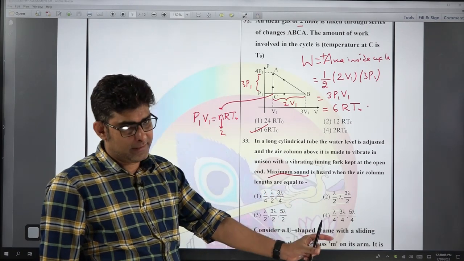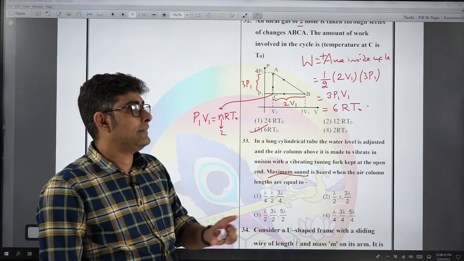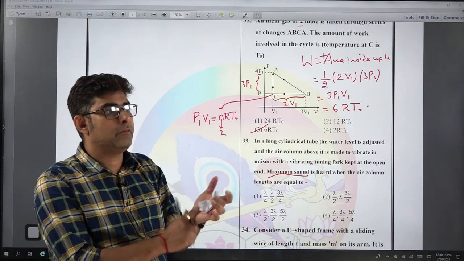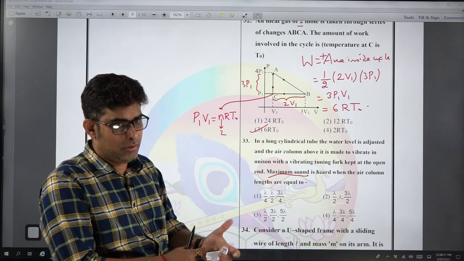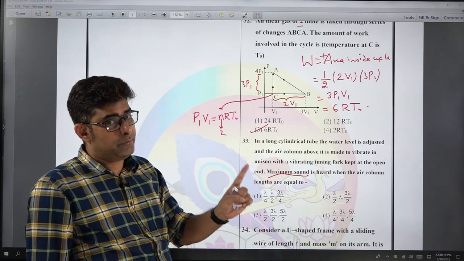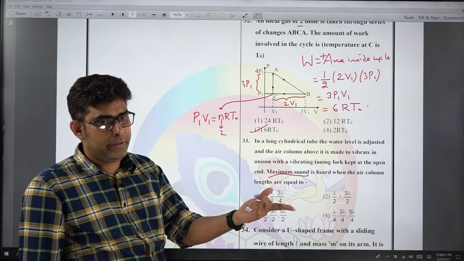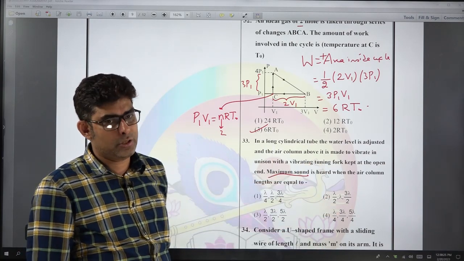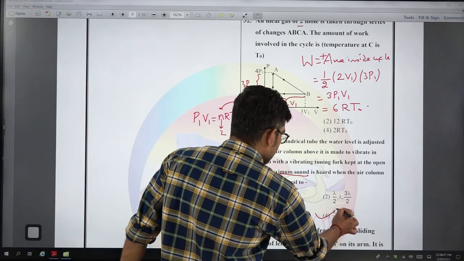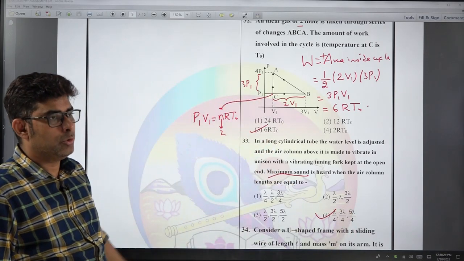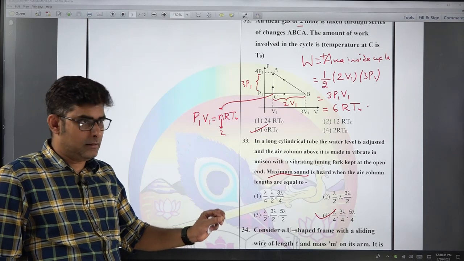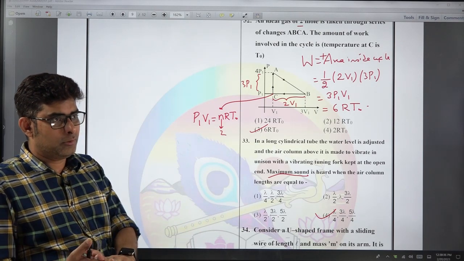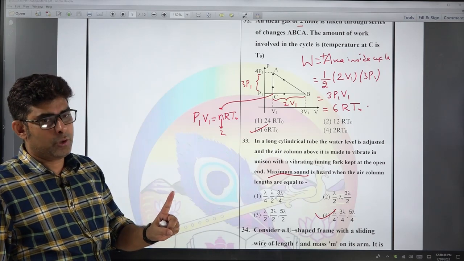Maximum sound means resonance. Resonance is observed at lengths in odd number ratio, that is 1, 3, 5, 7, 9 and so on. The first one, the fundamental, is observed at lambda by 4. The second one will be 3 lambda by 4, the next one will be 5 lambda by 4, 7 lambda by 4 and so on. So what will be the correct answer? Option 4. So successive resonances are observed at odd number ratio 1, 3, 5, 7 and so on, and the fundamental is observed at what length?